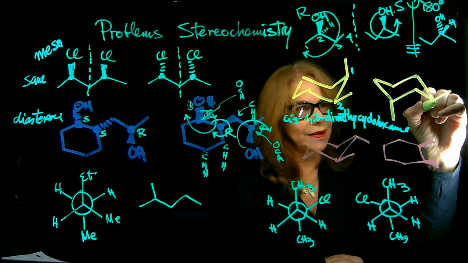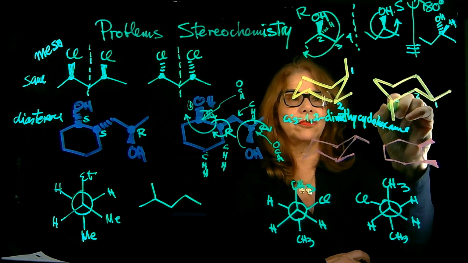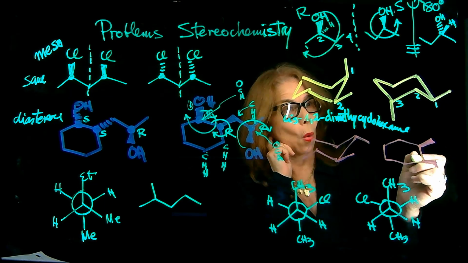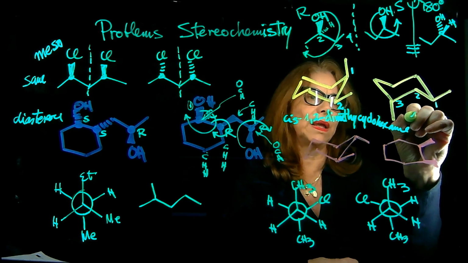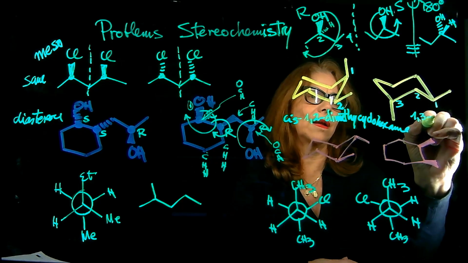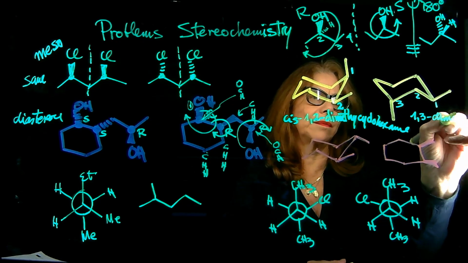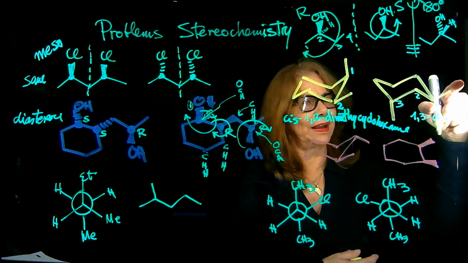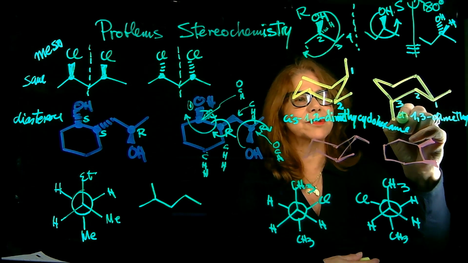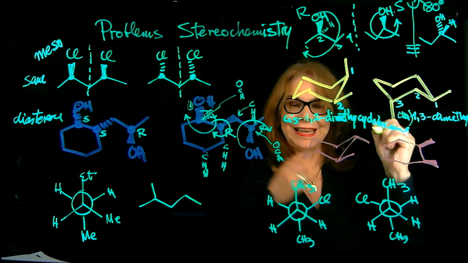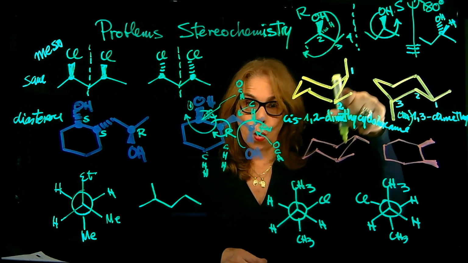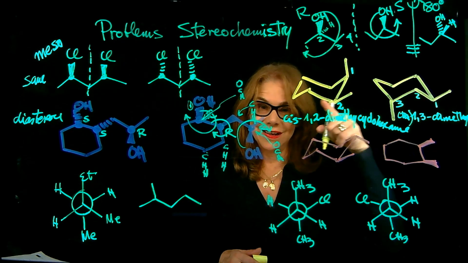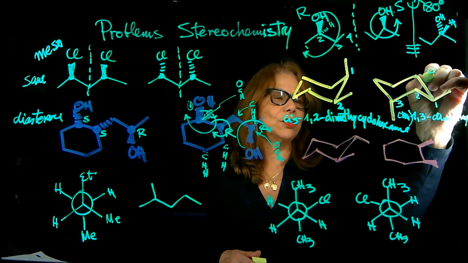Now let's look at the other molecule. If I name this carbon 1, this is 2, this is 3. So this is 1,3-dimethylcyclohexane, and pointing up, pointing down, that's trans. But what's important is that the methyls here are attached at 1,2, and here at 1,3. So these are constitutional isomers.